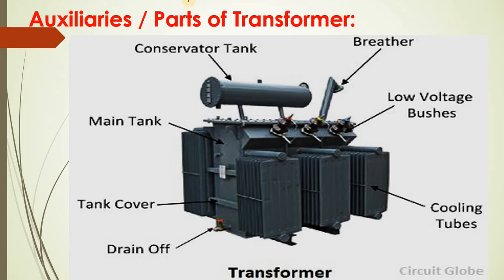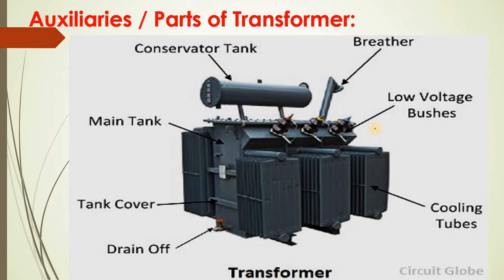Next are the auxiliaries or parts of the transformer. We can see the transformer from the outside. There is the main tank here. This main tank will be filled with oil, and there is a tank cover. This one is the tank cover, this is the main tank, and this is the conservator tank. Though it is shown as a breather here, actually this is an explosion vent, and the breather is located on this conservator tank at the top portion.